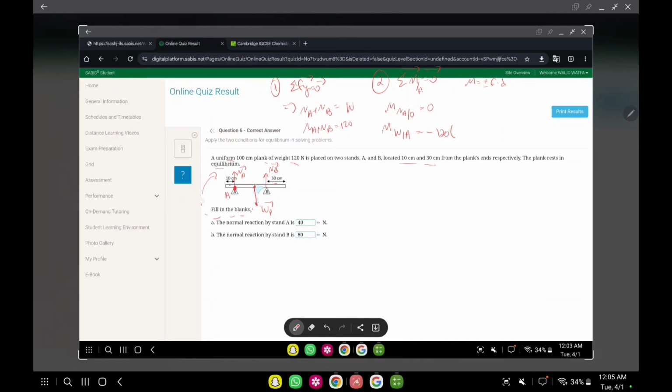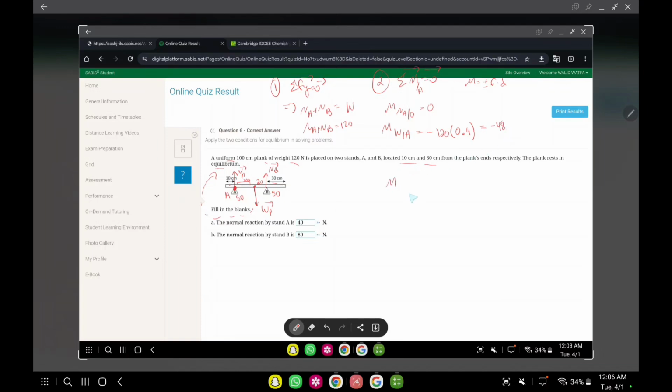Now, we know that this acts in the midpoint. So here it's going to be 50. It's going to divide into two equal halves, 50 and 50. So we know this is 30, but this whole half is 50. So it's going to be 20. And we know this is 10, and this whole half is 50. That means here it's going to be how much? 40. So the distance between W and A is 40 centimeters. So how much is the distance in meters? 0.4. So it's going to be negative 48.